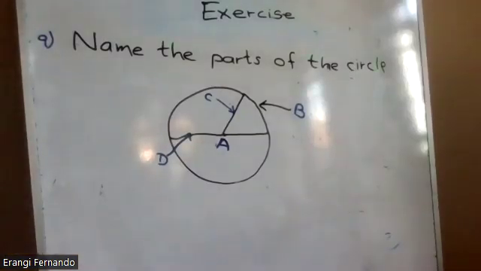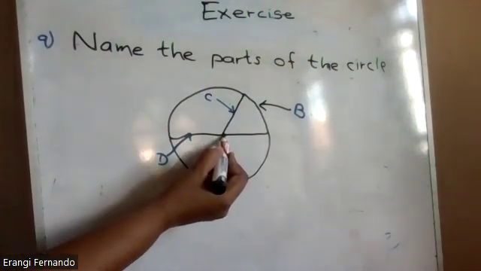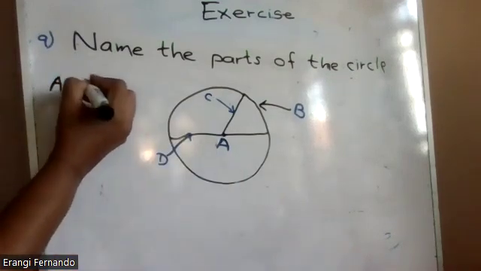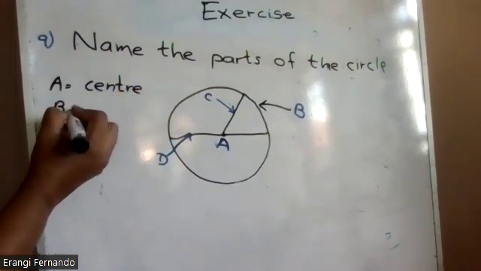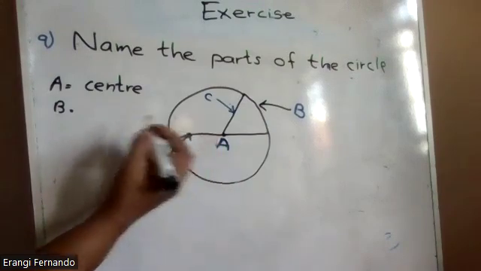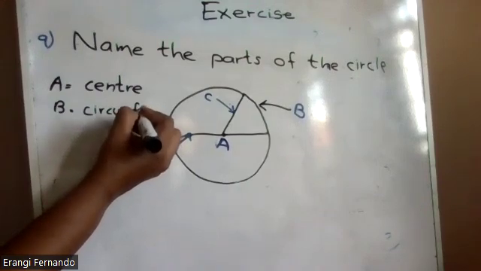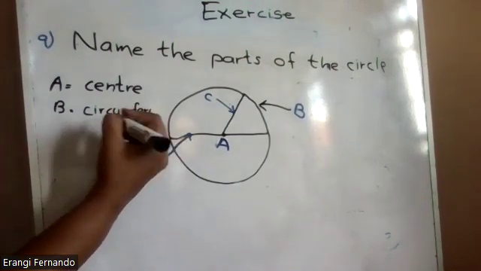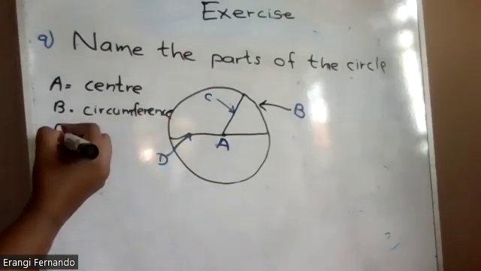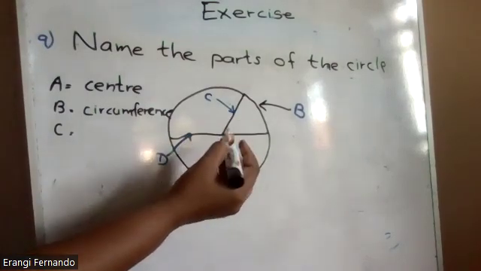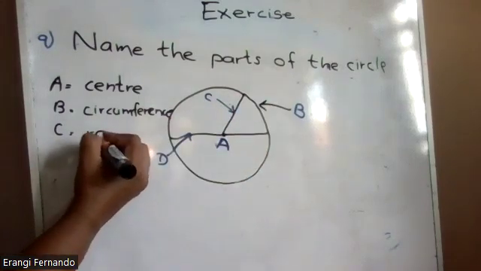Okay, question number 9. Name the parts of the circle. The midpoint of the circle is the center. A, center. B, around the circle, the perimeter of the circle, we call circumference. C, circumference. So from the center to the circumference, when we draw a line, that is the radius.